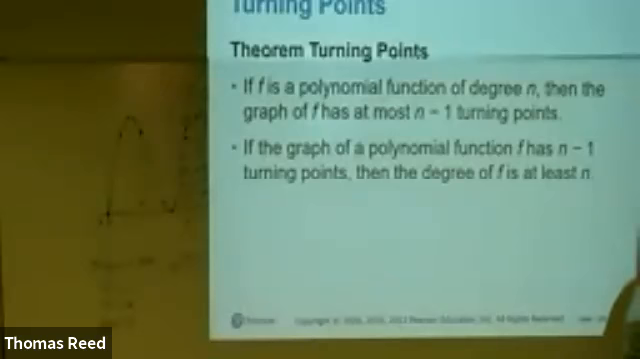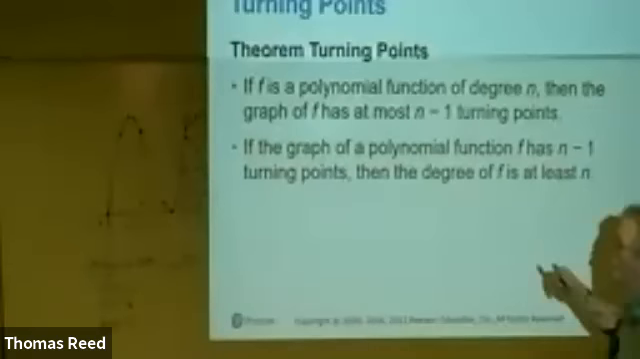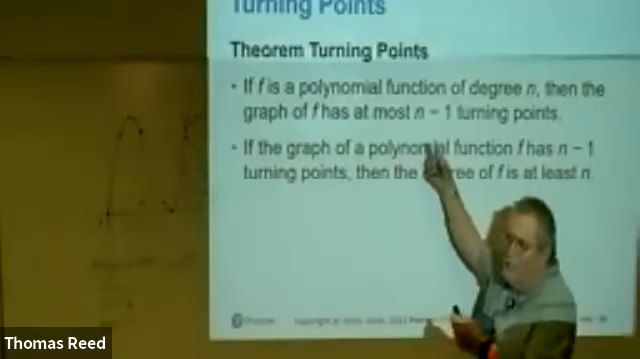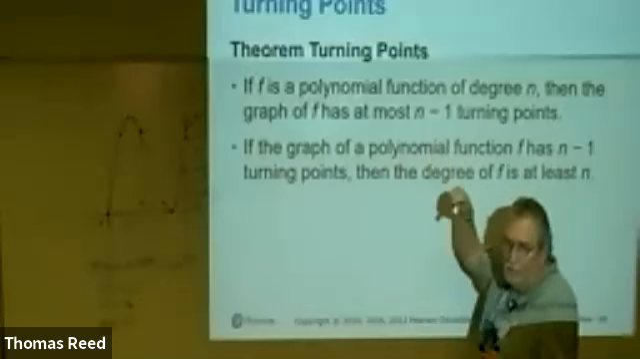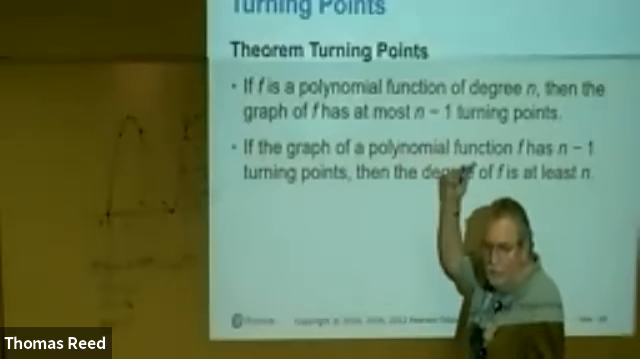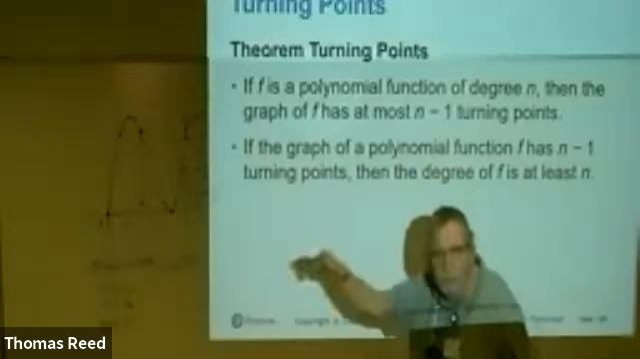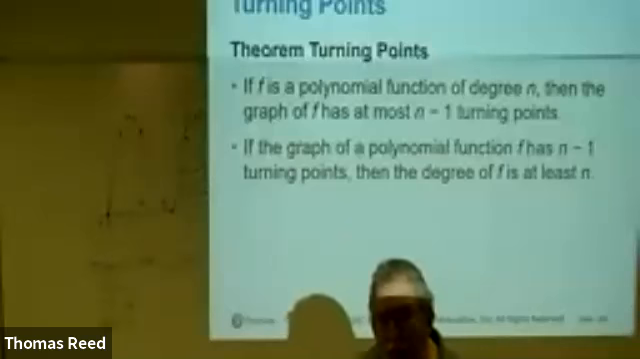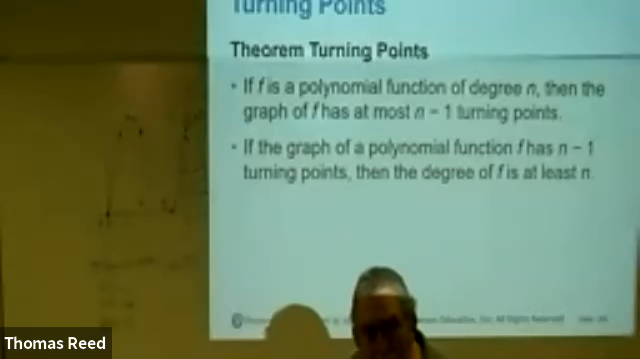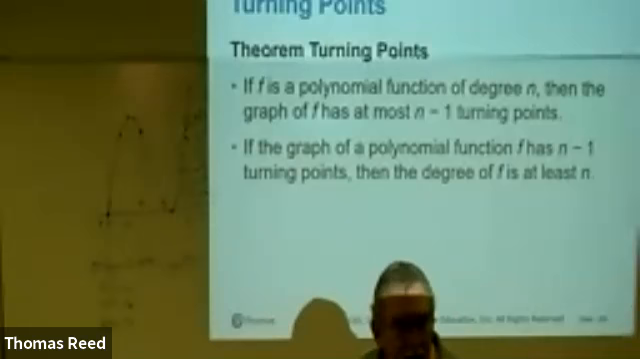I heard you. I just talked over you. Oh, that the quadratic function has 1 turning point. Or at most, but it will have 1 turning point, n-1. 2 minus 1. So a fourth degree at most will have 3 turning points. It could have just one. It won't have none.